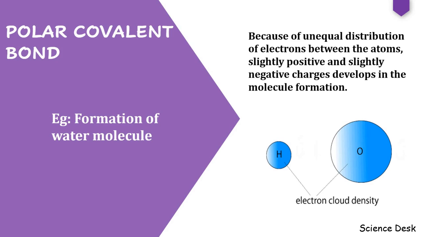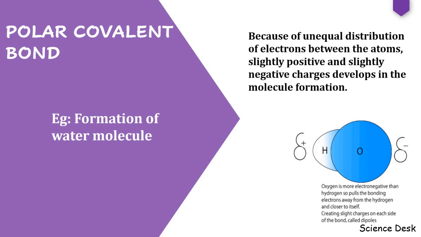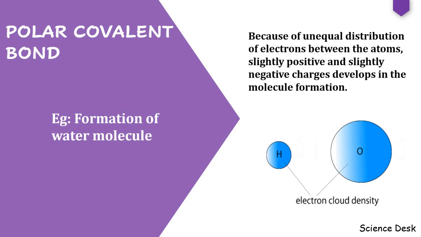For example, when we take the formation of a water molecule, the bond is formed between hydrogen and oxygen. Oxygen is more electronegative than hydrogen and pulls the electrons away from hydrogen and closer to oxygen itself. This creates a slight variation in the charge.